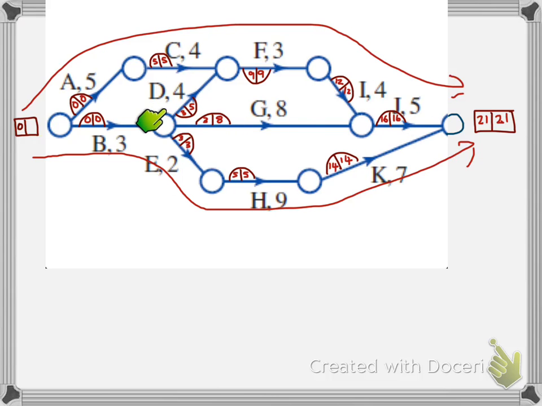In fact, look at activity D. There's a delay here. That's one of the pathways I haven't traced out. So we could trace along this pathway and add up the times, and we would find that we've got, look at the difference in those, 2 minutes. We'd have 2 minutes up our sleeve.